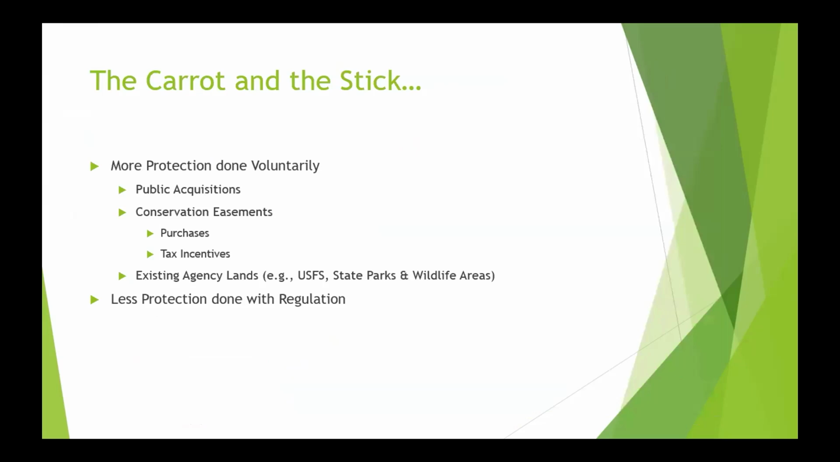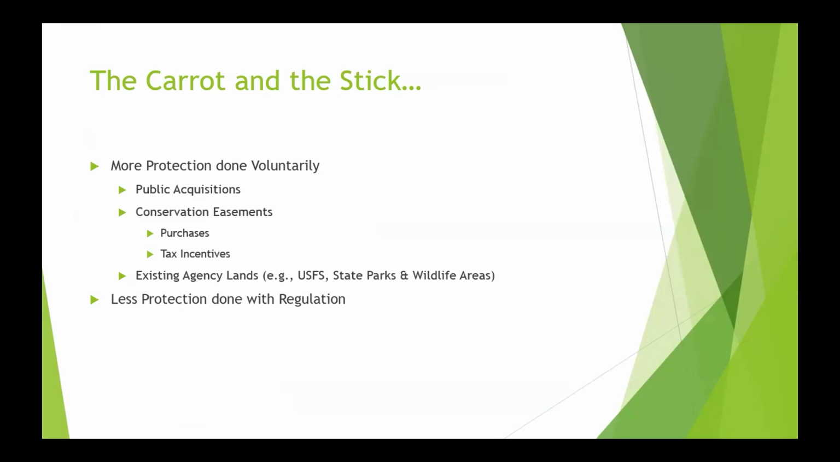The carrot and the stick. Douglas County has done much more to protect wildlife habitat in the corridors through incentives and proactive means than we have through regulation. So public acquisitions, conservation easements, whether that's purchased by a government entity or the landowners taking advantage of the state tax incentives for conservation easements. And of course, our existing partners, Forest Service, state parks, state wildlife areas, things like that contribute greatly.